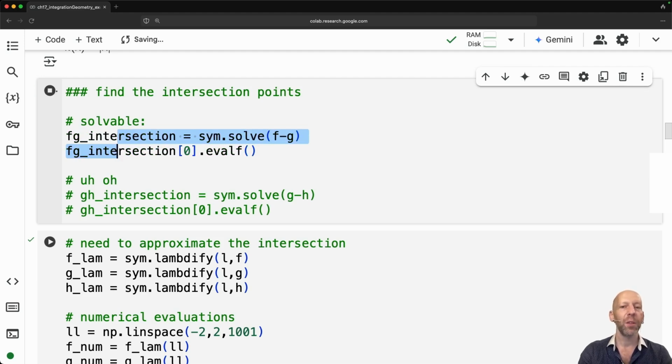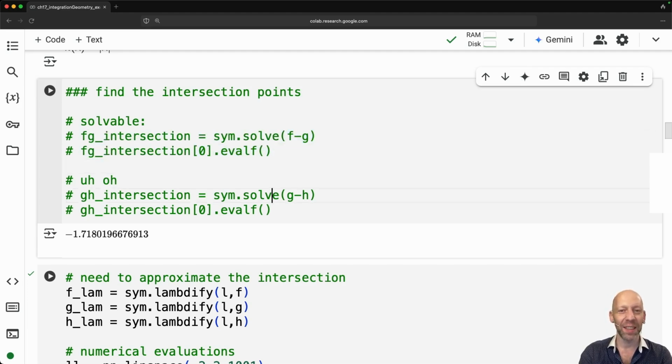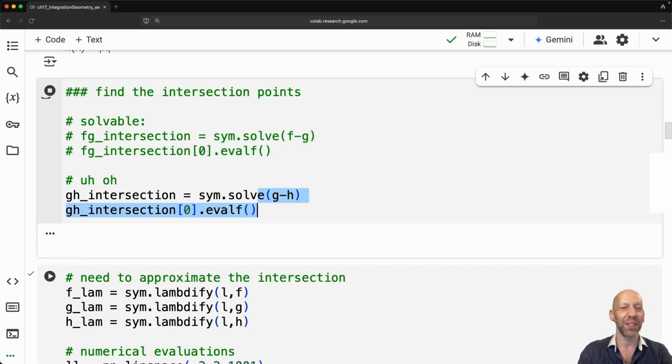Now, it turns out that for F and G, SymPy was able to solve this analytically. So we could get an analytic solution for where these two functions intersect, but look at that. It took almost 30 seconds of computation time. Okay, so that's for F minus G, and let's see what G minus H gives us.